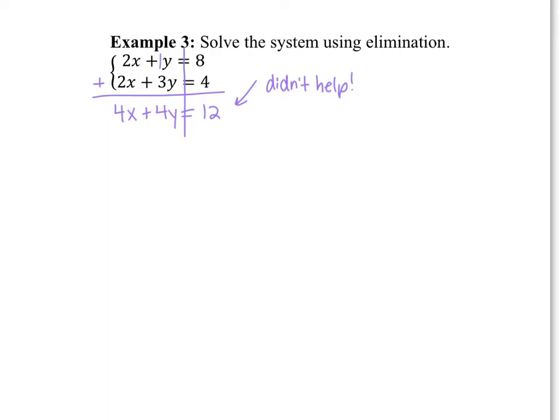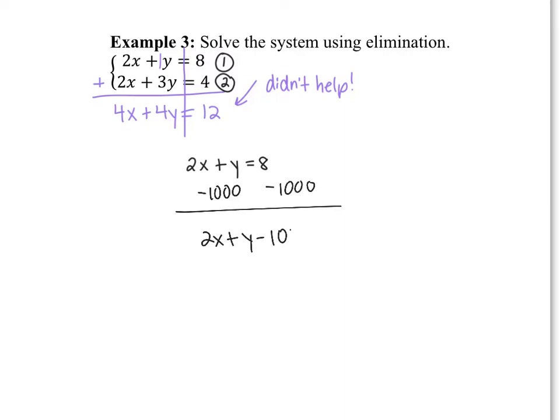Well, we have a way we can do that. You can't just change it, but what we can do is remember that when you're given an equation, and I'm going to go ahead and number them 1 and 2, like 2x plus y equals 8, you can do whatever you want as long as you do it to both sides. So if I want to subtract 1,000 from both sides, I can do it, because as long as I do it to both sides, it works. It's still equal. So I could do that and get 2x plus y minus 1,000 equals negative 992. That's perfectly fine.